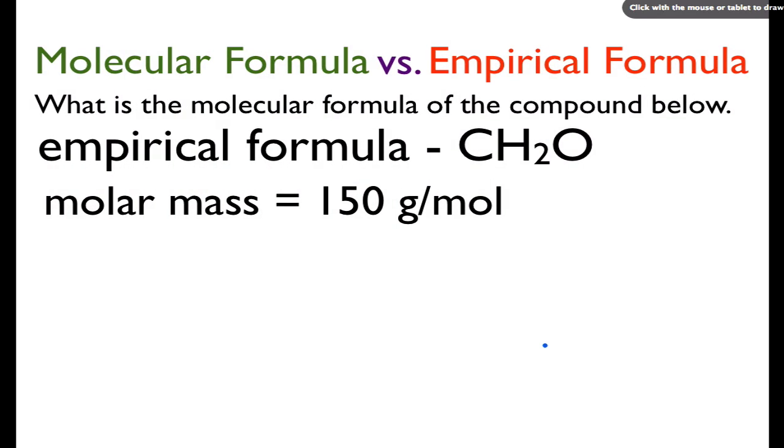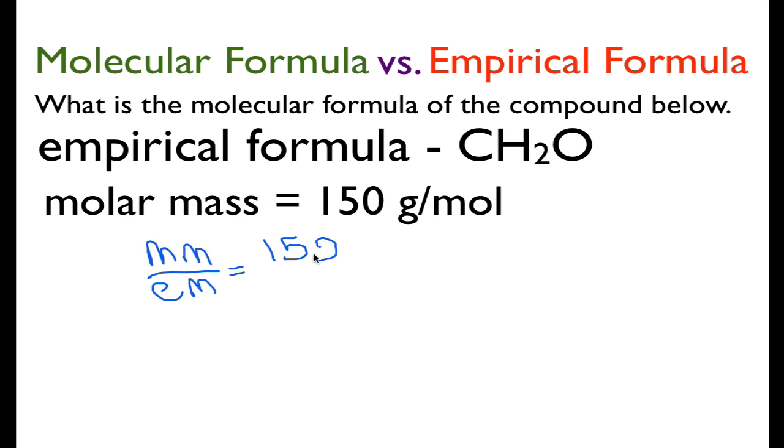All right, let's go and do another one here. Once again, we've been given the empirical formula, the molar mass for the molecular formula, and we want to know what is the molecular formula for this compound. So we're just going to do the same process. We're going to take the molar mass, which is 150 grams per mole, and divide it by the empirical mass. The empirical mass in this case is going to be 1 carbon, 2 hydrogens, and an oxygen, and that adds up to 12 and 16 is 28, plus 2 is 30.